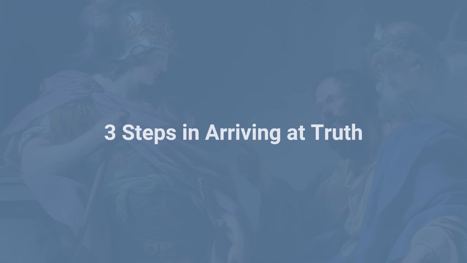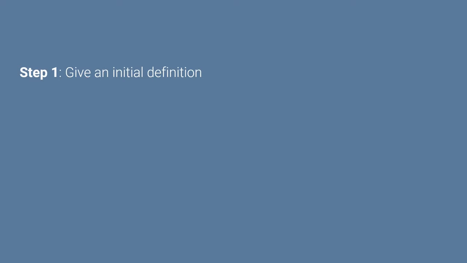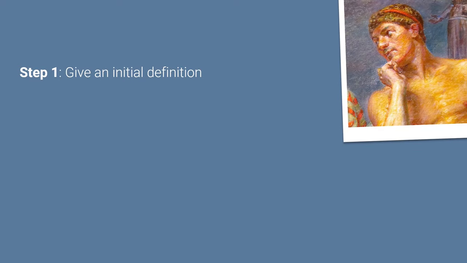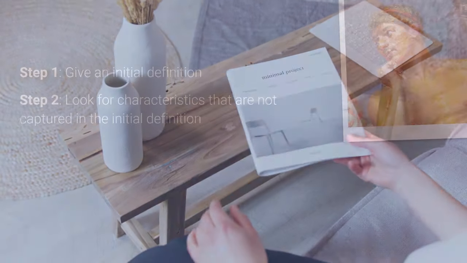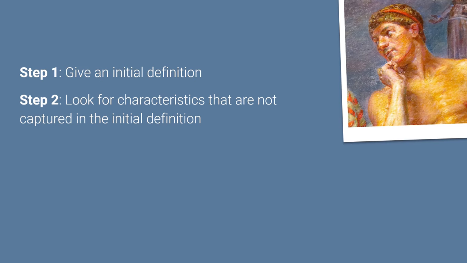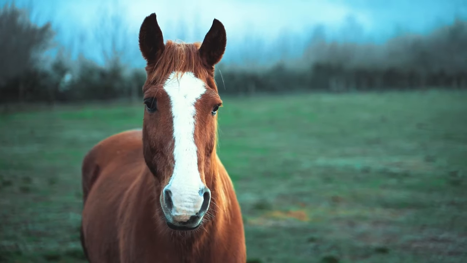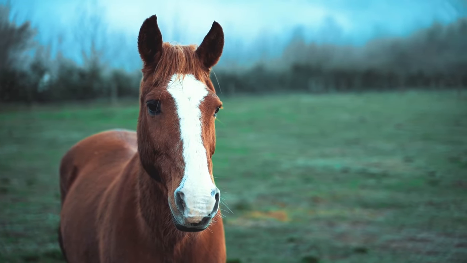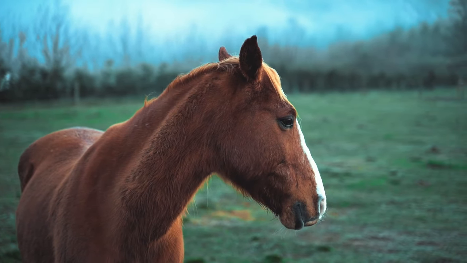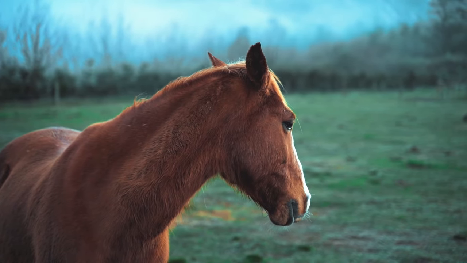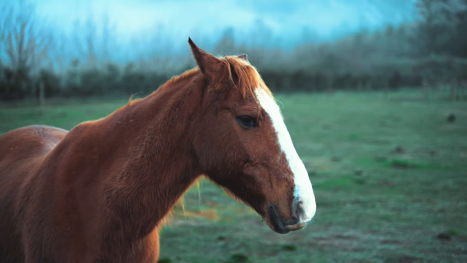Essentially, the Socratic method uses three steps in arriving at the truth. First, the interlocutors or participants give an initial definition of a thing or a concept, such as, for example, the common definition of a table as an object with four legs. Second, they look for characteristics of the thing or concept that are not captured in the initial definition. For example, they may ask, is the table a horse? That is, whether there are characteristics in a horse that are also in a table, as horses, like tables, also have four legs. Obviously, the answer here is no.